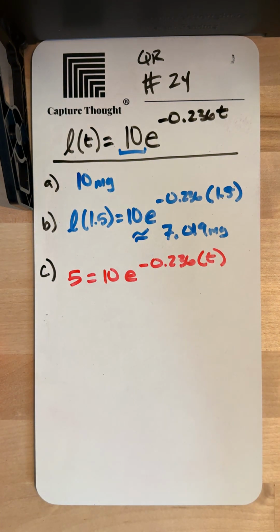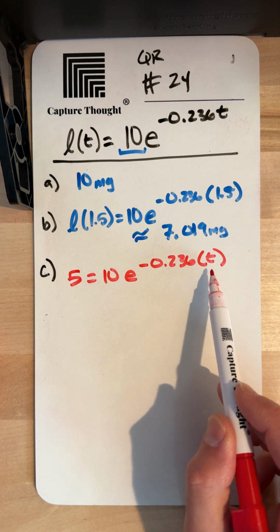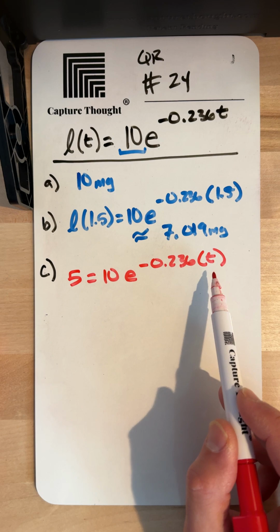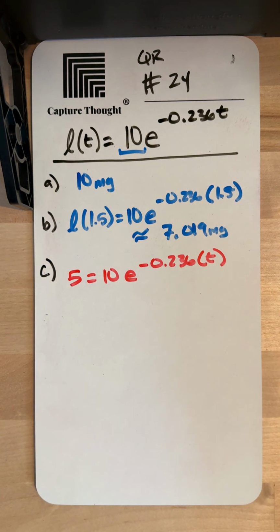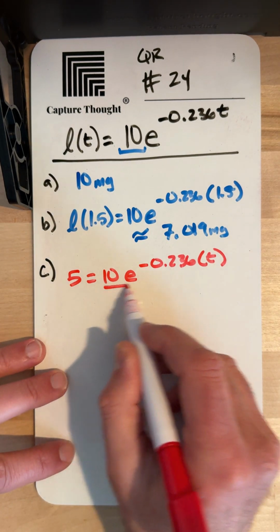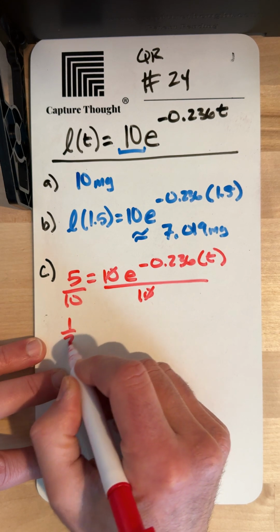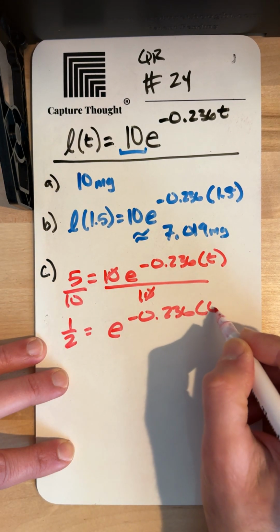So I'm going to have to use natural logs in this case because the thing I'm looking for, the variable, is in the exponent, and the way to get that out of the exponent is to solve using logarithms. Now in this case, my base is e, so I know I'm going to have to use a natural log at some point. All right, anyways, let's divide both sides by 10. So 1/2 is equal to e to the negative 0.236 times t.